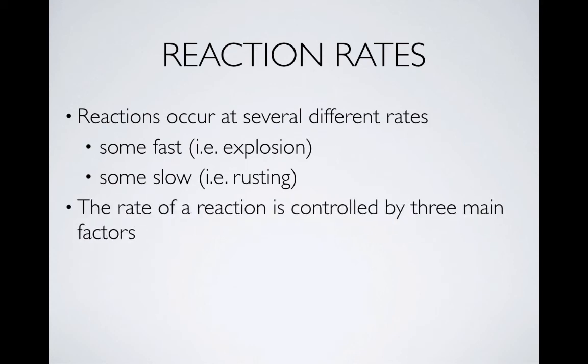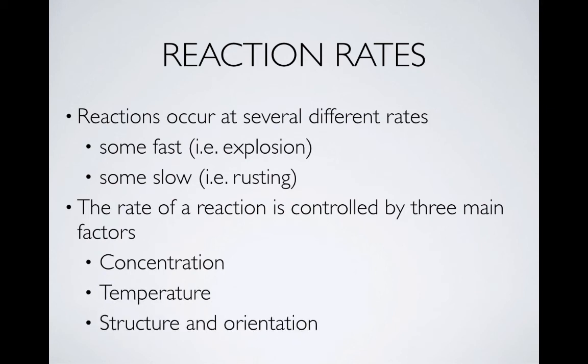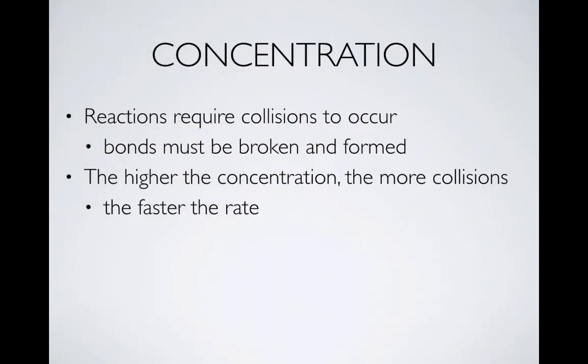Now, the rate of a reaction is actually controlled by three primary factors. We've got concentration, we've got temperature, and we've got the structure of the molecules and the orientation of those molecules when they collide. Now we're going to look at each of these separately and take a look at the effect that each of them have on the rate of a reaction. So let's look first at concentration.